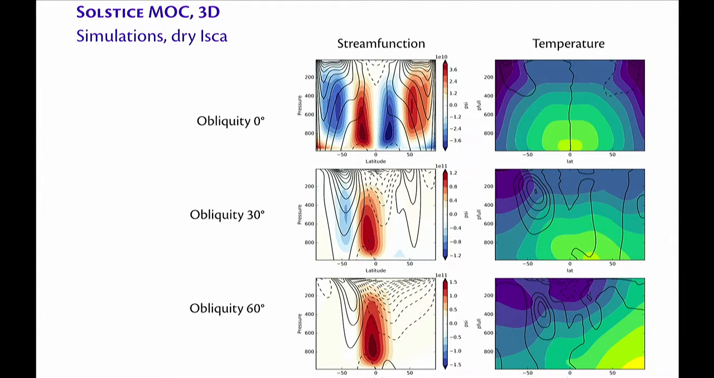This is the actual circulation at solstice. So this is the winter hemisphere and this is the summer hemisphere. 30 degrees obliquity, 60 degrees obliquity. Very warm at the pole. More or less dominated by a single Hadley cell. When you get to high obliquity, there's neither a Ferrel cell nor a summer Hadley cell. Just one single Hadley cell.